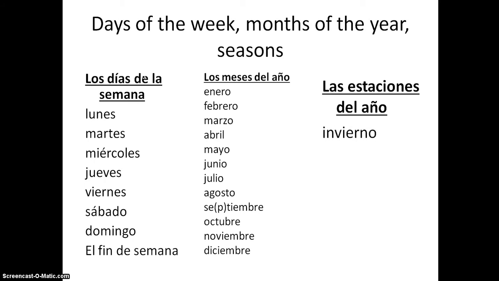Y las estaciones del año, the seasons of the year: invierno, winter; primavera, spring; verano, summer; otoño, autumn. Okay, hopefully that's helpful. Rewind it back if you need to have another go.